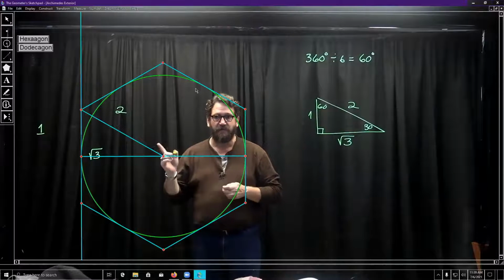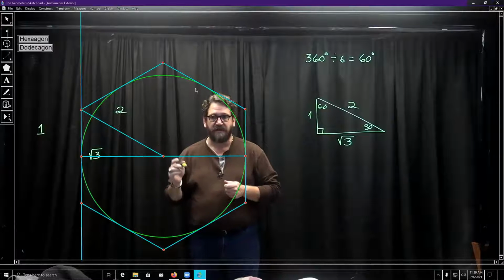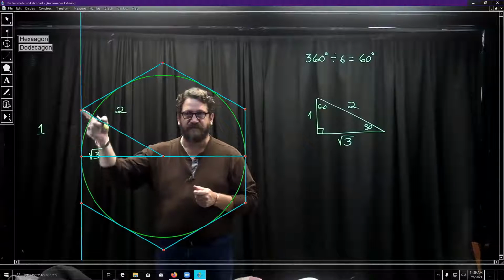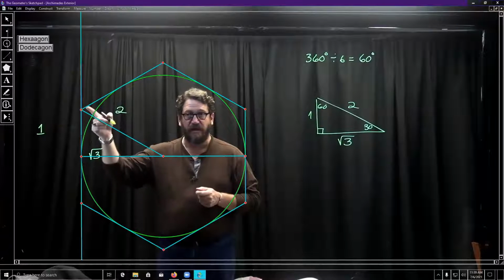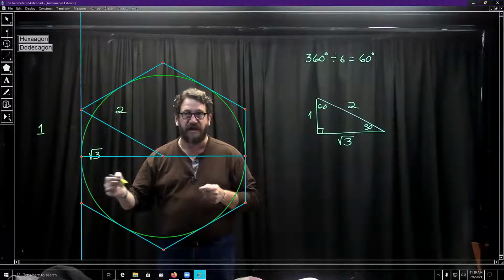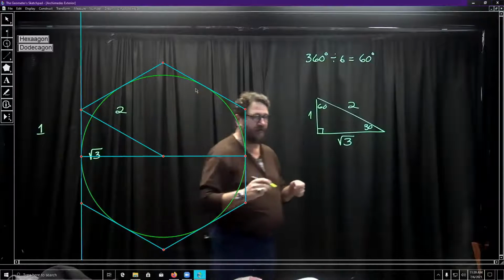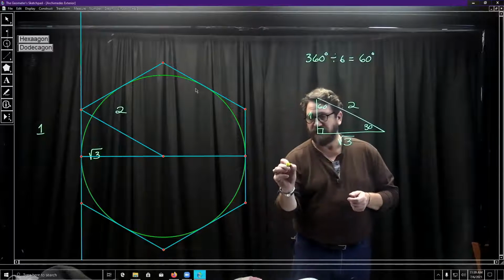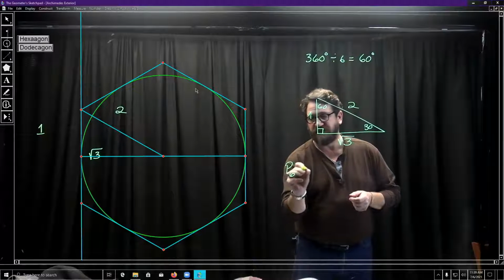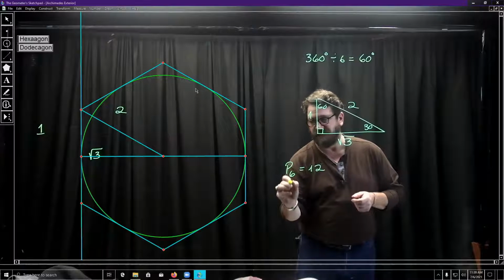Now, the first thing we know is this. If half of one of the sides of my hexagon is 1, a side of my hexagon is 2. 2 times 6 is 12. So the perimeter of this hexagon is 12.